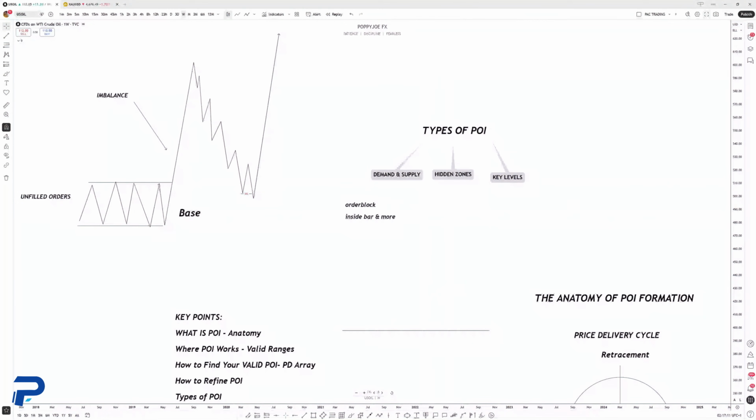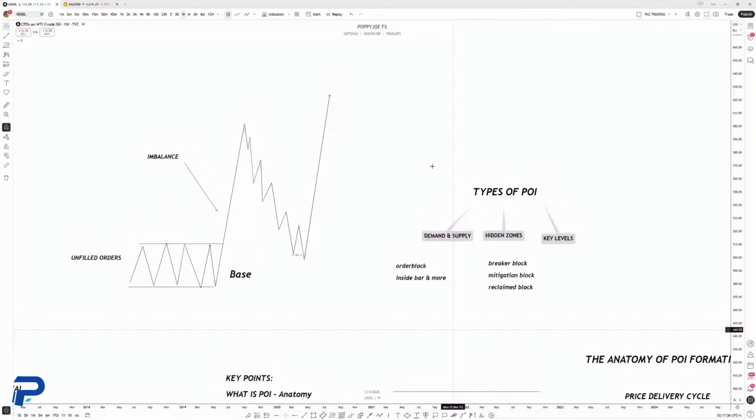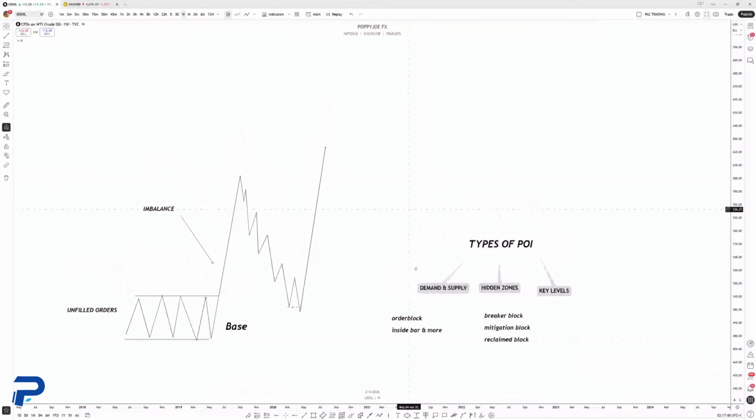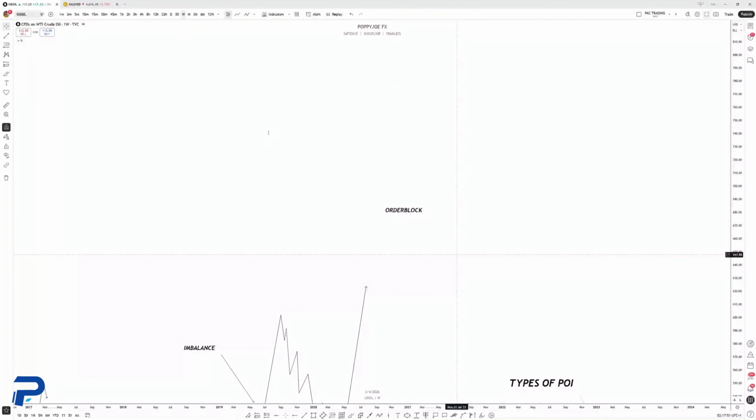Then under your hidden zones also, that's where we're going to have your popular breaker block. We have the mitigation block. We have the reclaimed block, right? These are hidden levels in the market. So order block is the first one I would like to talk about, and I'll probably mention inside bar as well. Order block is quite simple, very, very simple and straightforward. And it has rules. So the law that is guiding an order block is like this. We have the bullish order block and bearish. So your order block has the bullish side, and it also has a bearish side as well.